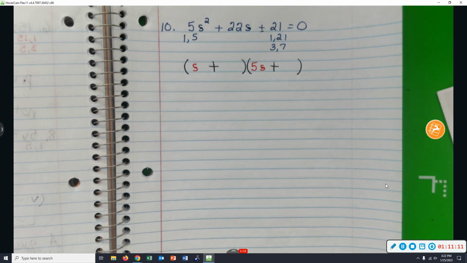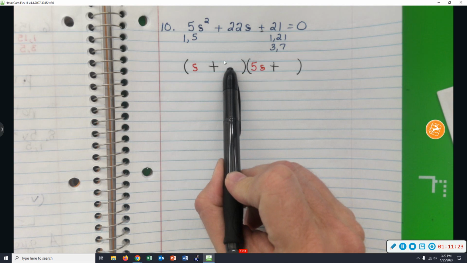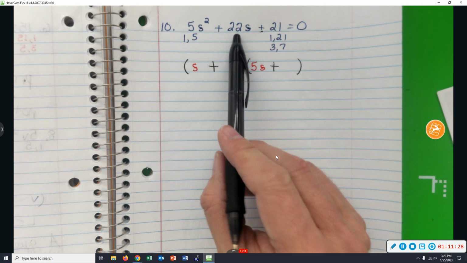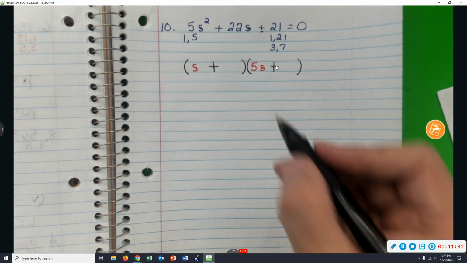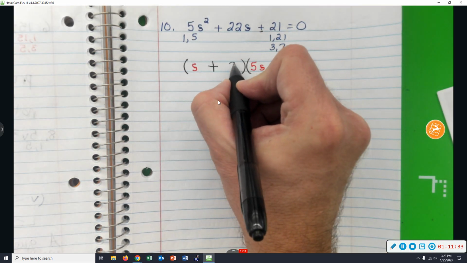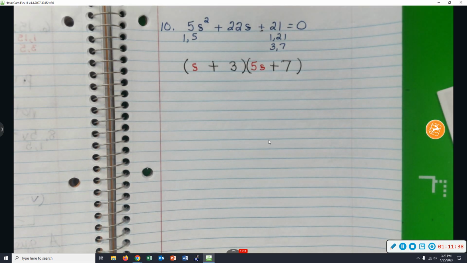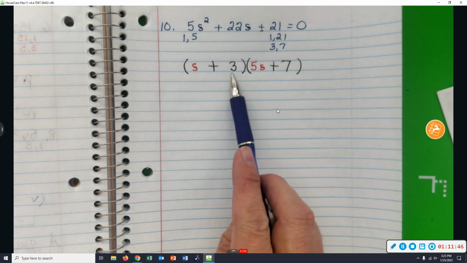It's up to y'all to figure out what are we going to use for 21. 3 and 7 or 1 and 21? 3 and 7. Now, how should I arrange it? Can y'all do this in your head? If I put the 7 here, 7 and 5 would give me a 35. I don't think that's going to get me a 22. Notice the 2 pluses, you're adding everything. That's too big for the 22. So if it's factorable using 3 and 7, it better be this way.